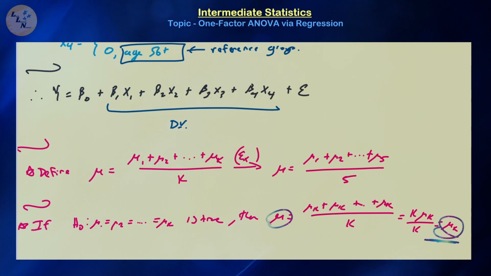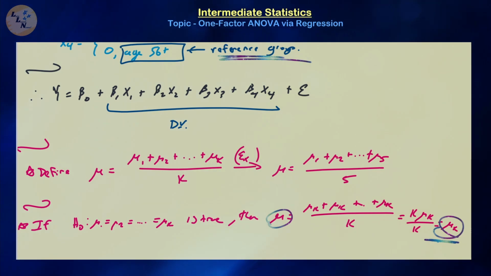Now notice I'm focusing on mu k because that is going to be our, again, reference group. But of course you could say that mu is equal to mu2 or mu1 or mu5. It doesn't really matter here, but we're using mu k as a reference group, let's say. But again, it doesn't really matter.